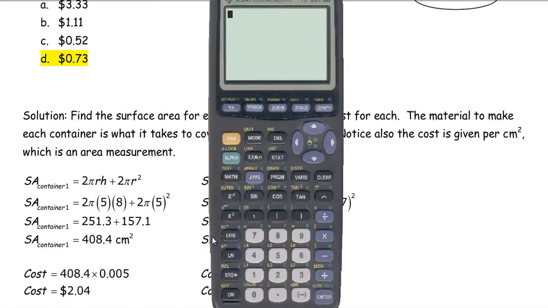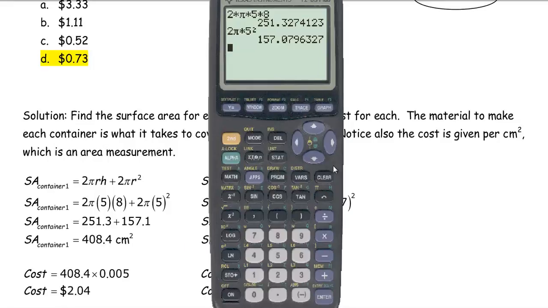Start with this one, 2 times pi, and you may not have to put the multiplication sign in your pi, times the 5 times the 8. So that's where my 251.3 comes from. And then 2 pi times 5 squared. I can just type 2 pi, it means 2 times pi, times 5 squared. 5 squared is 25. So that's 157.1. Then we add the 251.3 and the 157.1, and so the small one has a surface area of 408.4 centimeters squared.